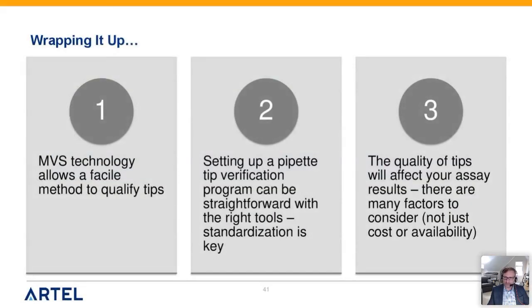And then finally, the last slide here. Again, MVS technology. It's a real easy, fast way of qualifying tips. It's a matter of minutes. And if we compare this to an experiment, if you think about the average experiment, a qPCR test will take 40 minutes to an hour. An ELISA will take 4 to 6 hours, depending on the assay, or next-gen sequencing could take a couple of days before you get your results.